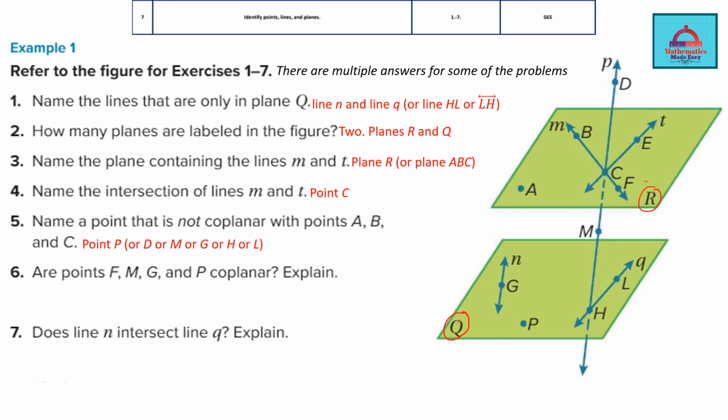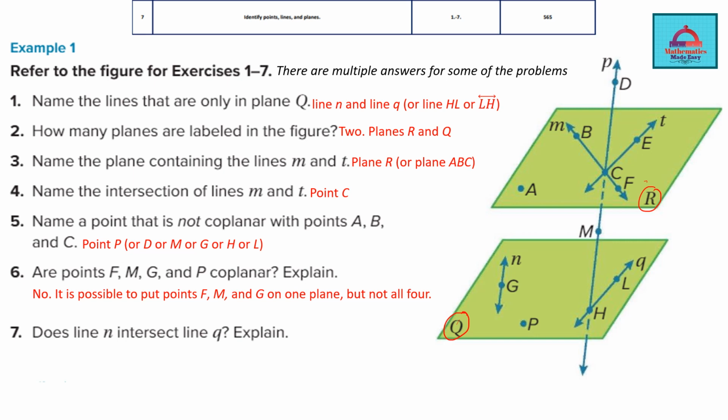Now check for the points F, M, G, P. Are they coplanar? Are they in the same plane? So let's go to the points first. This is point F. This is point M. They are definitely not on the same plane. M is outside plane R. Then G and P. G and P are in this plane Q. So all are in different planes. So they are not coplanar. It is impossible to put points in the same plane. So it is not coplanar.